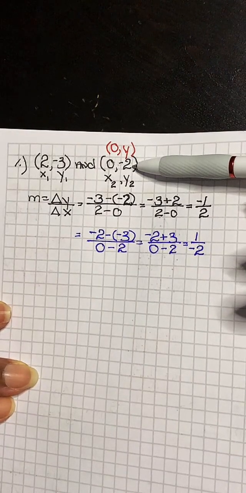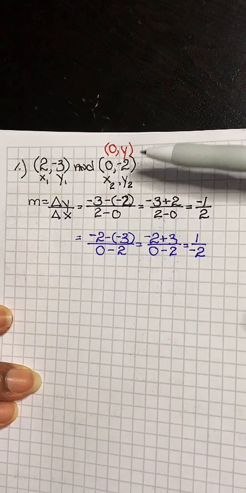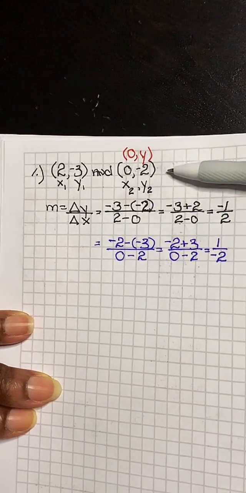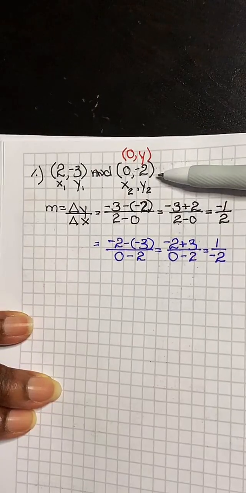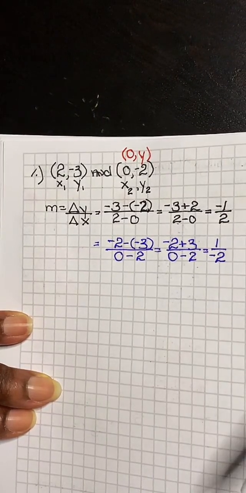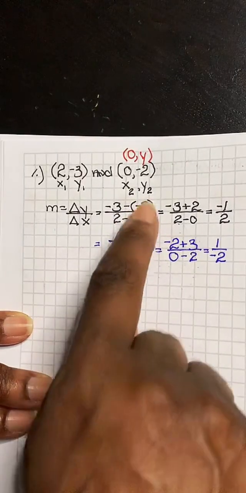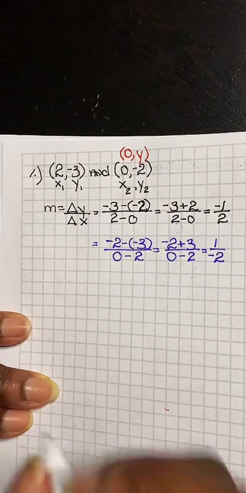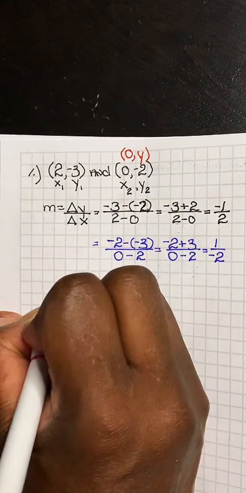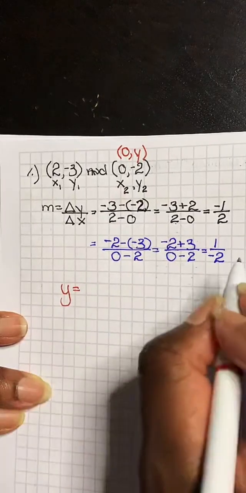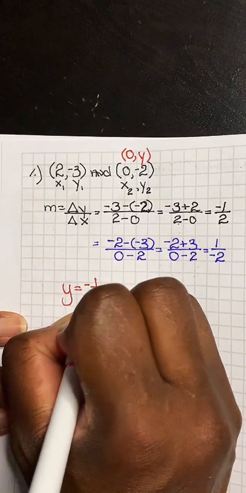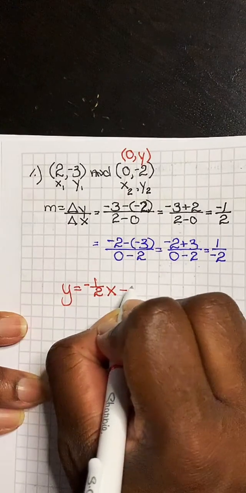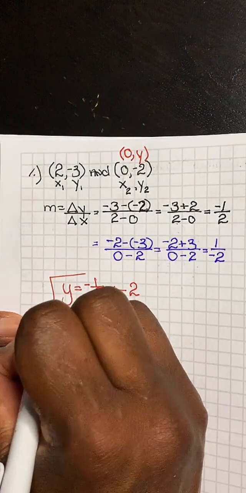Sometimes you have to be aware of these little things, especially when you're trying to find the equation of the line. GED people, this is a 4-point question. Look at the work that you're putting into it. Even though we didn't have to do this twice, you're still putting work into it. My equation is going to be y equals my slope, -1/2 x, and my y-intercept is -2. That's my equation of the line.